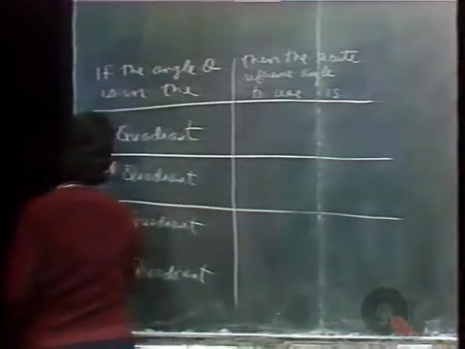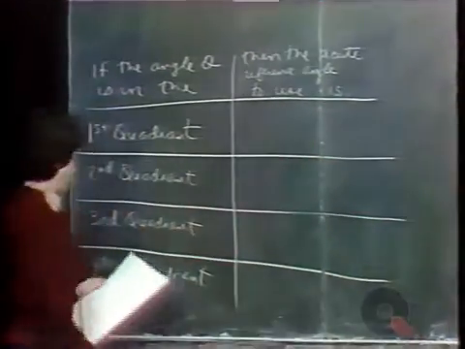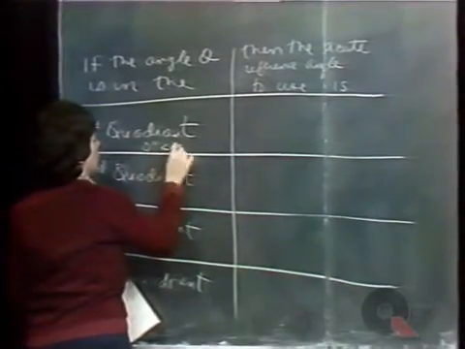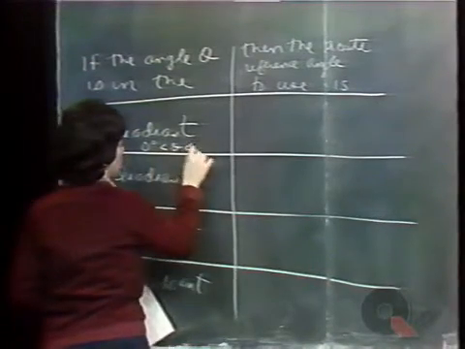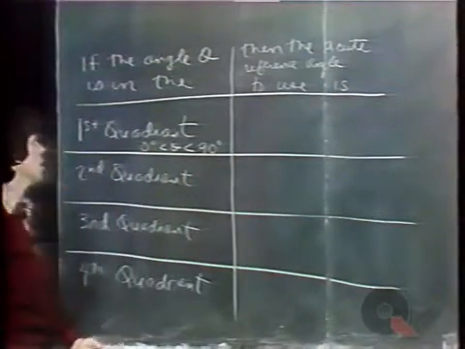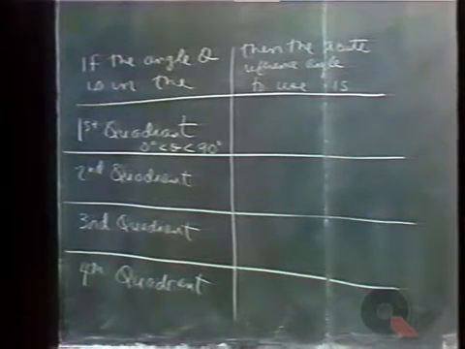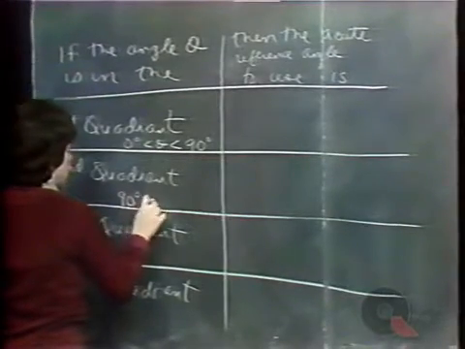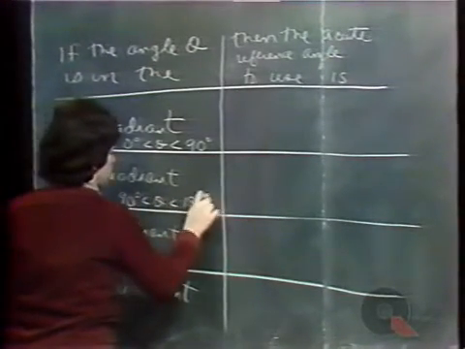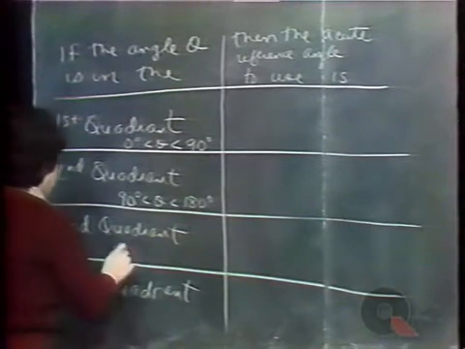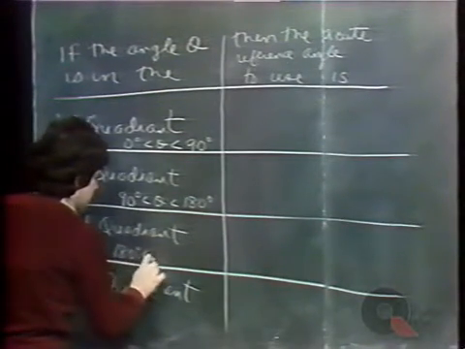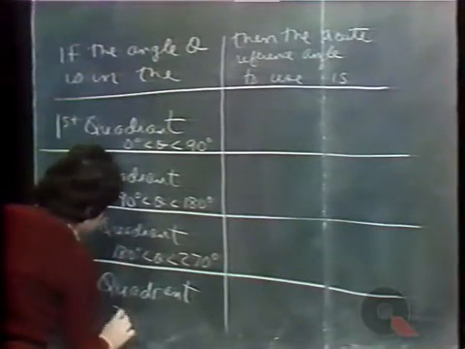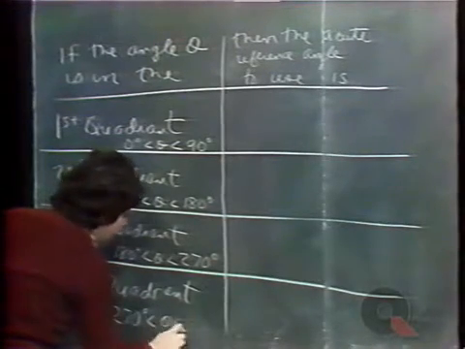Now, I want to make sure everybody understands what I'm talking about when I say a first quadrant, second quadrant angle, and so on. A first quadrant angle would be one between 0 and 90 degrees. So theta would lie someplace between 0 and 90 degrees. A second quadrant angle, an angle whose terminal side was in the second quadrant, would lie someplace between 90 degrees and 180 degrees. A third quadrant angle would run between 180 degrees and 270 degrees, and a fourth quadrant angle between 270 degrees and 360 degrees.